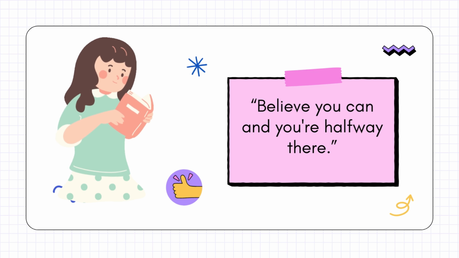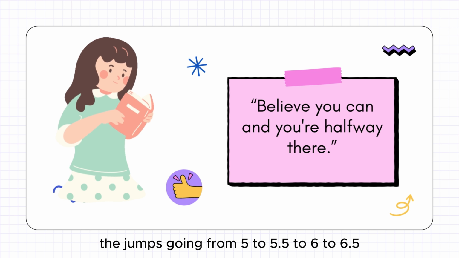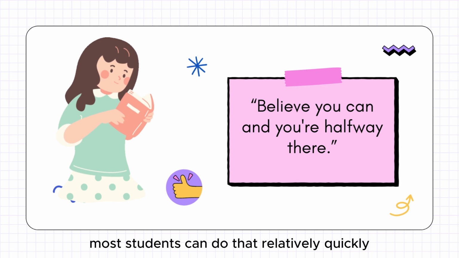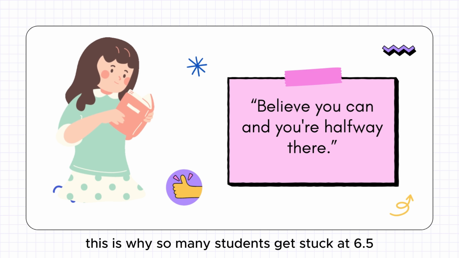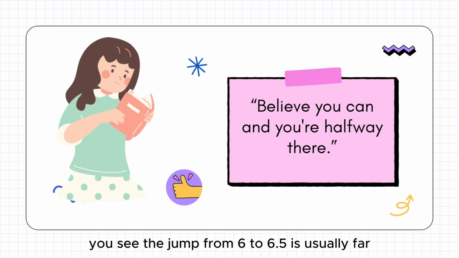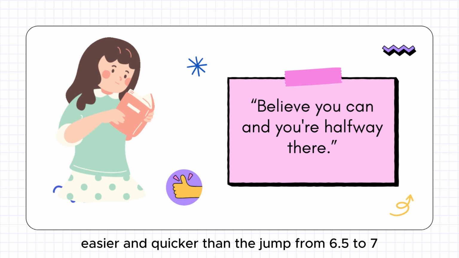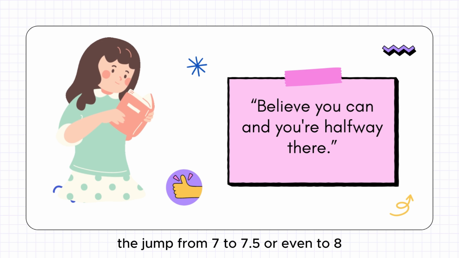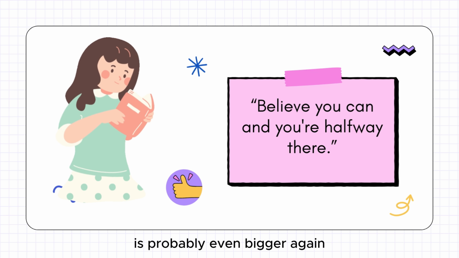However, from experience, the jumps going from 5 to 5.5 to 6 to 6.5, most students can do that relatively quickly until they get to 6.5. And this is why so many students get stuck at 6.5. You see, the jump from 6 to 6.5 is usually far easier and quicker than the jump from 6.5 to 7. And likewise, the jump from 7 to 7.5 or even to 8 is probably even bigger again.